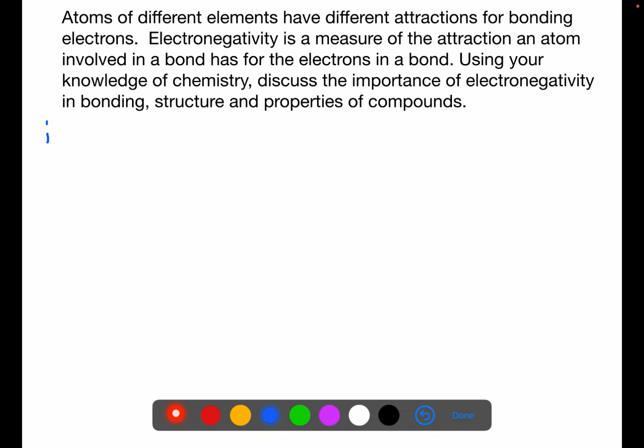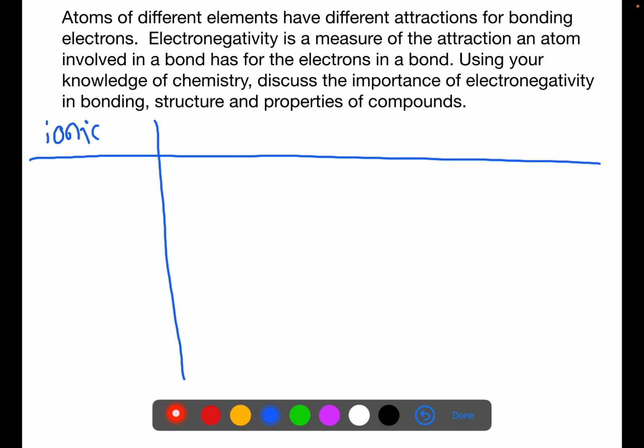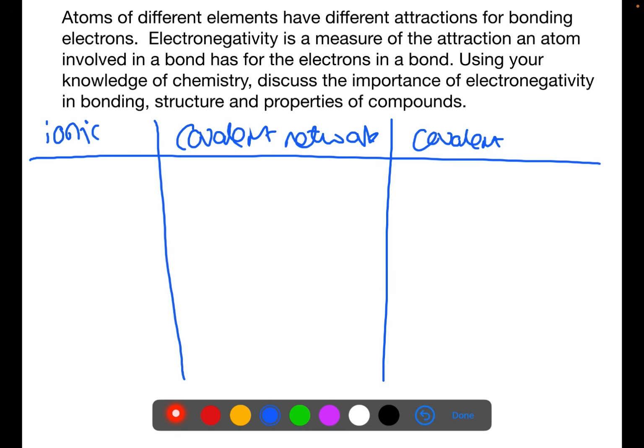So let's look at the different bonding that we could find in compounds. So the first that we have is ionic. Then we have covalent network. And then covalent molecular. So for ionic, we have a large difference in electronegativity. This leads to ions forming. In covalent networks, there is likely to be a small difference in electronegativity when it's a compound.